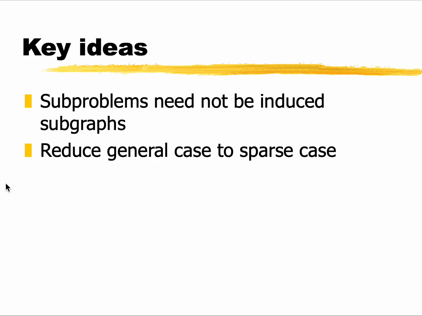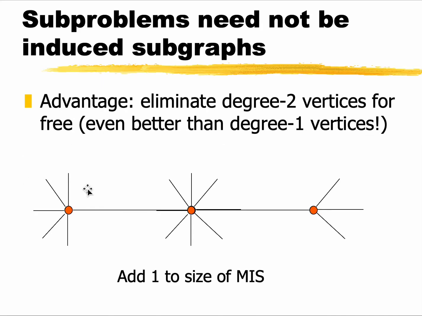Some of the key ideas regarding going ahead to solve this problem are that the subproblems need not be induced subgraphs. Also, we reduce the general case to the sparse case. The advantage of this approach is we eliminate degree 2 vertices for free. So this is even better than degree 1 vertices.